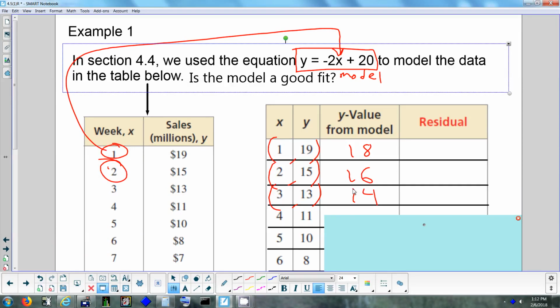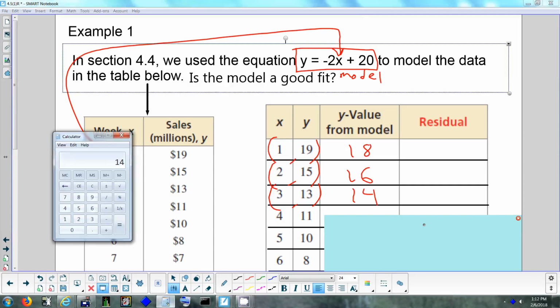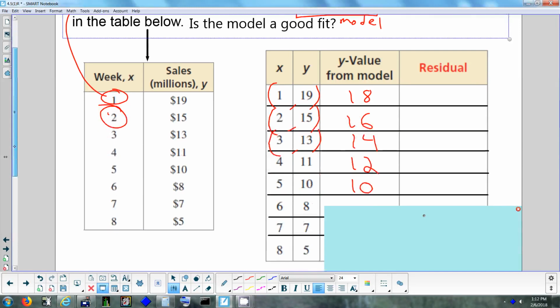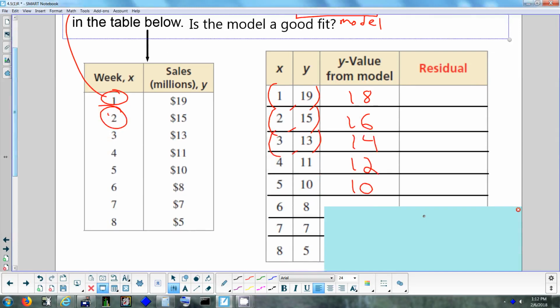We could kind of guess what the next one's going to be. 12. Let's check it. 4 times negative 2 gives me negative 8. Let's use our calculator. Let's add 20. And we get 12. Was the next one going to be 11? Oh, we're going down by 2. Yeah. Next one's 10. That's 11. What's the next one?